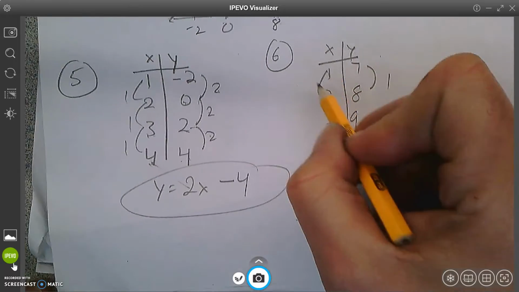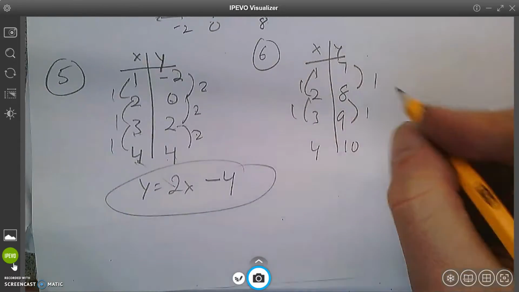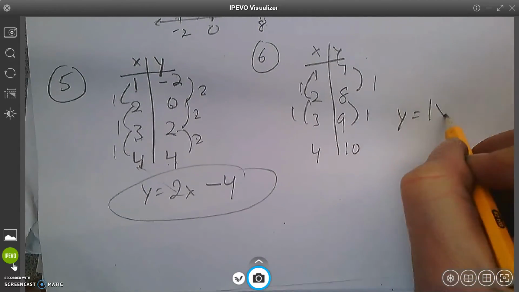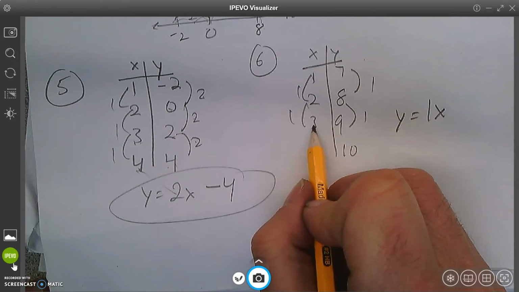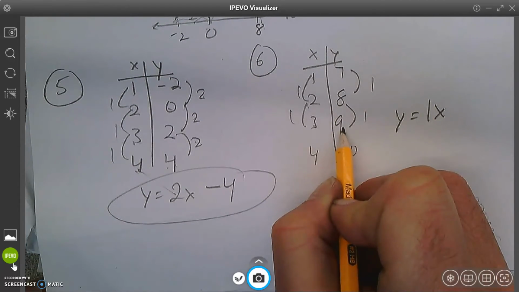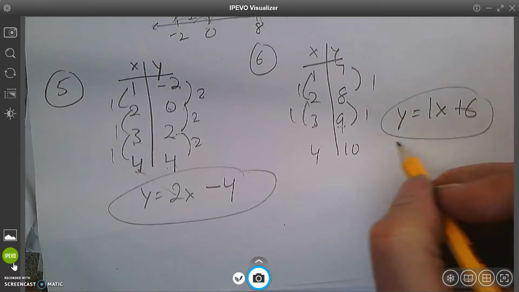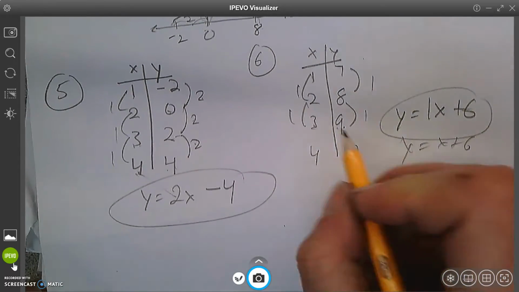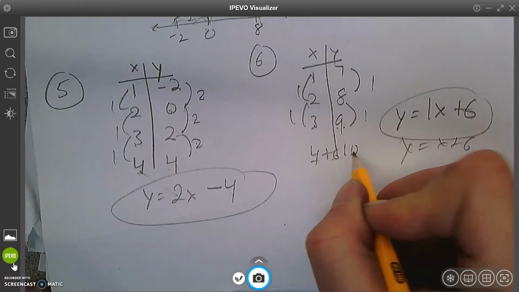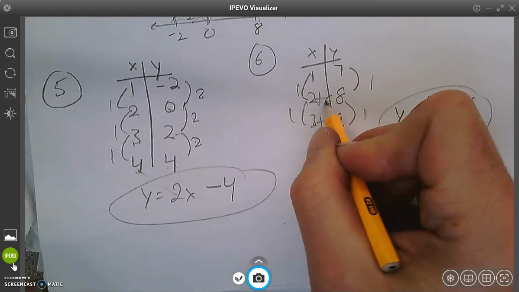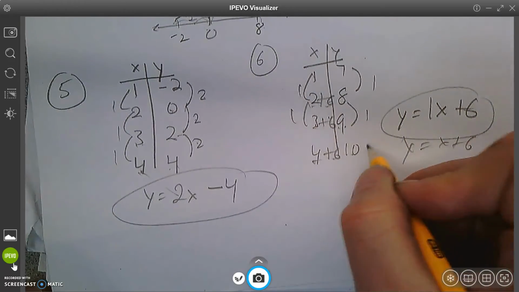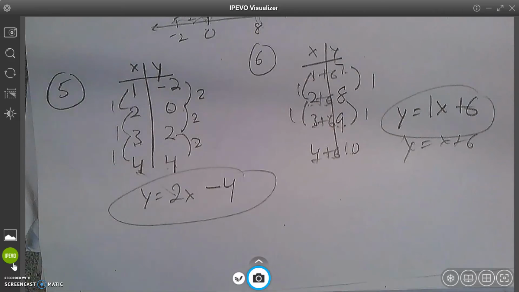This one, going up 1, going up 1, going up 1, going up 1. Yeah. y equals 1x. So 3 times 1 is 3. It's chosen at random. How do I get to 9? 3 to 9, that's plus 6. y equals x plus 6. So I'm just adding 6. 2 plus 6 is 8. 4 plus 6 is 10. 1 plus 6 is 7. Got it. There you go.